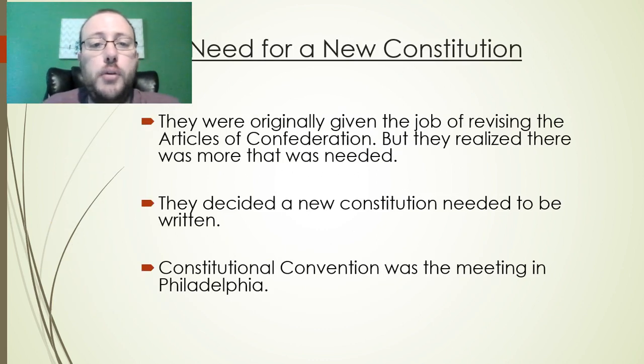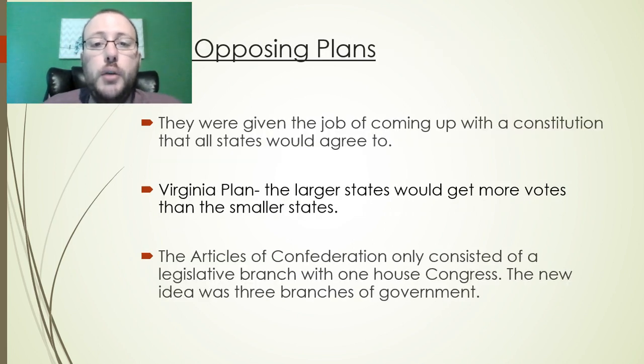They were originally given the job of revising the Articles of Confederation because what happens after the American Revolution is that they look at the Articles of Confederation and realize that they are not effective, that they can't pass laws and enforce them, that they can't make the people pay taxes. They realize there needed to be a more strong central government. They decided a new constitution needed to be written, and so this is where the Constitutional Convention takes place, which was the meeting that took place in Philadelphia. They were given the job of coming up with a constitution that all states would agree to.